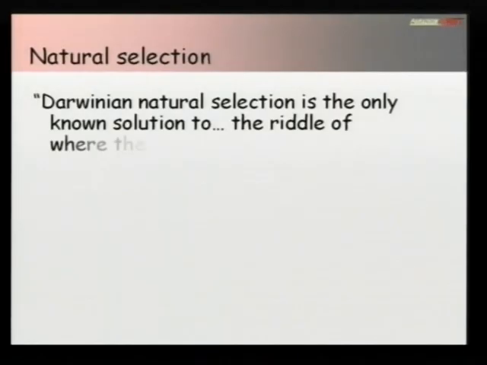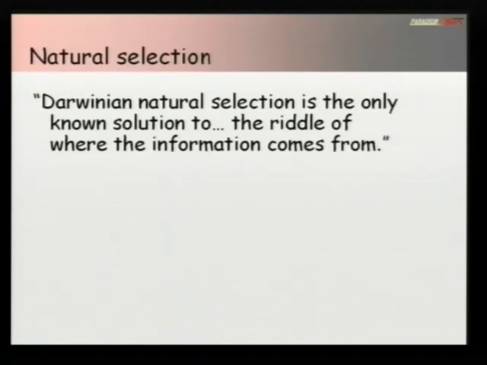So let's look at natural selection, with some more quotes from Professor Dawkins' book, The God Delusion. He claims that Darwinian natural selection is the only known solution to the riddle of where the information contained in living systems comes from. We all have a genetic code, and that genetic code contains information. Where does the information come from? Well, Dawkins says that Darwinian natural selection is the only known solution to that riddle.